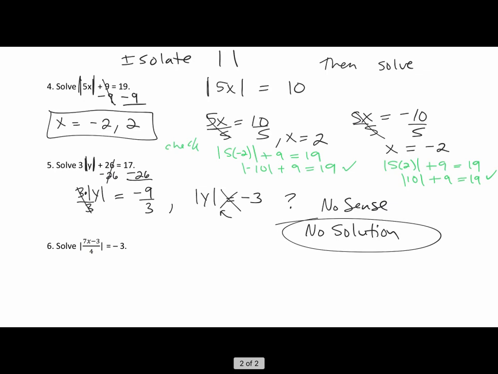So if you look at number 6, solve the absolute value of this equals negative 3. What's your first thought here? There's an absolute value, so that means distance from 0 is equal to negative 3. And it doesn't have to be 3. It could be negative 4. It could be negative 20. It could be negative 4/5. It doesn't matter. If there's a negative on that side, guess what? There's no value for the variable that could possibly make this true. Nothing will make the distance equal to a negative number.